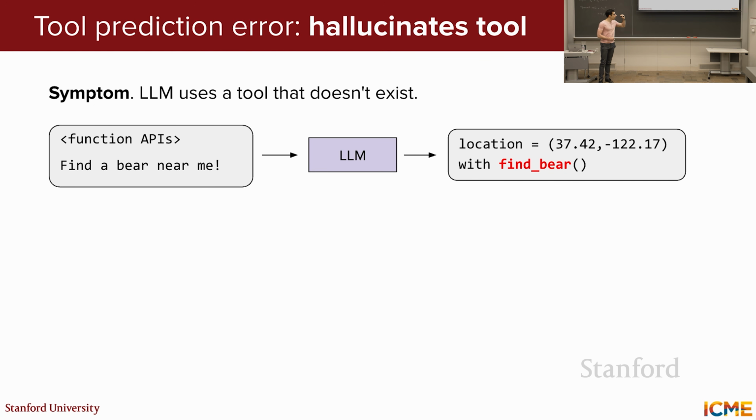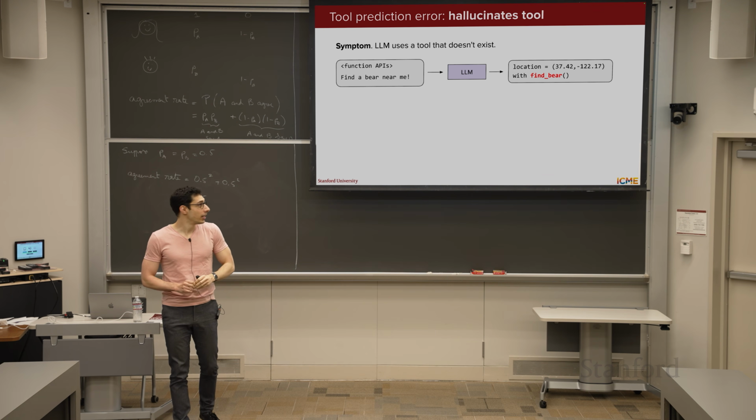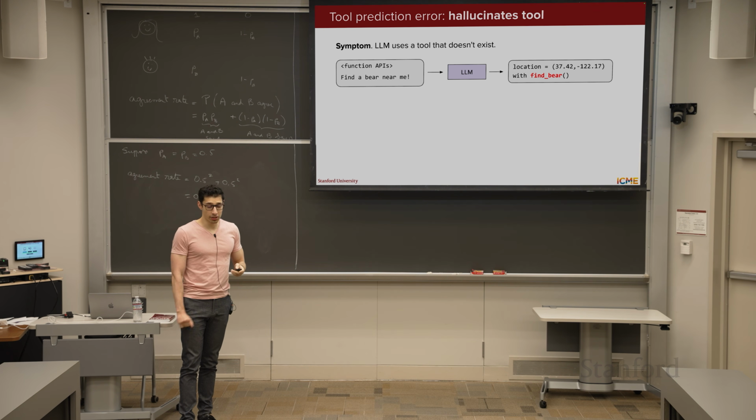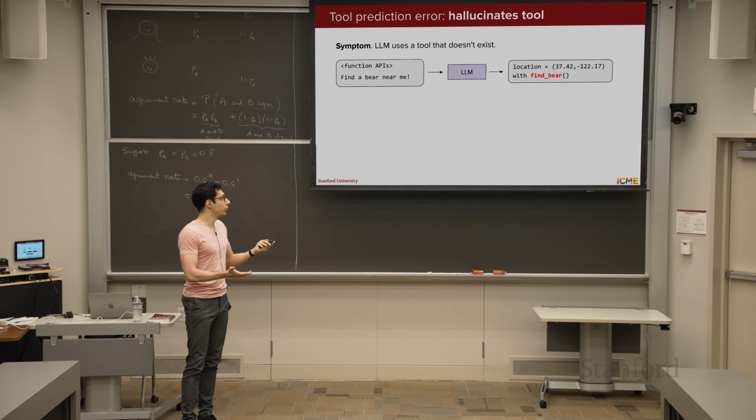So here our API was called, if you remember, find teddy bear. So this was the function that existed. And in this example of failure, the model tries to call the function find bear, which I haven't defined. So when you see such errors, you have several potential causes.